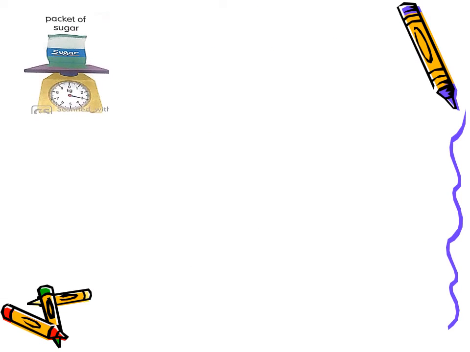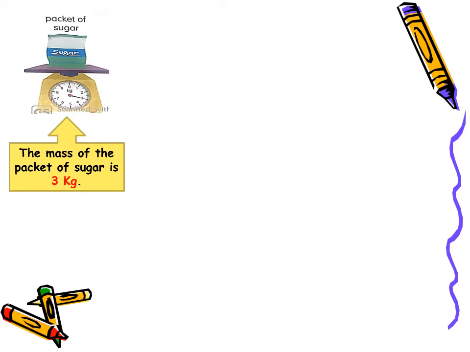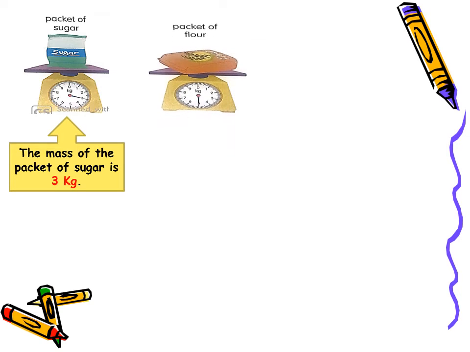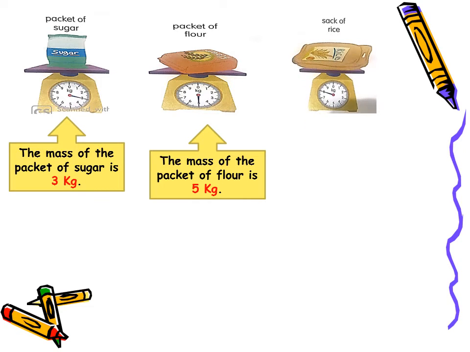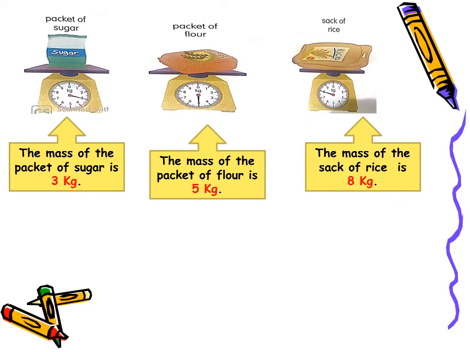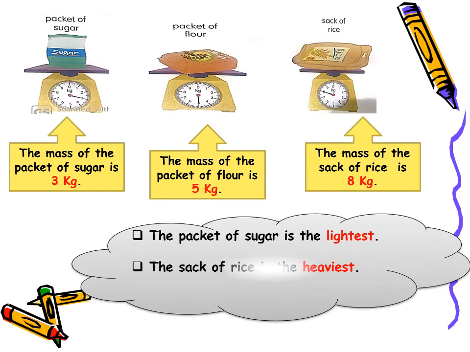The packet of sugar weighs 3 kg. The packet of flour weighs 5 kg. And the sack of rice weighs 8 kg. Now, could you find the heaviest item and the lightest item? The packet of sugar is the lightest, and the sack of rice is the heaviest.